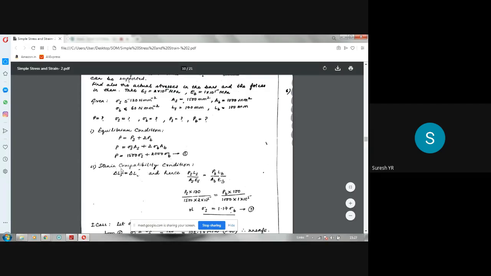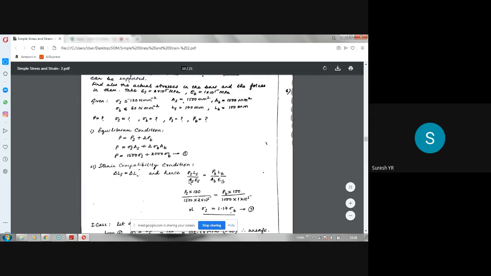The second condition is the strain compatibility condition. Here we use that the deformation in the steel bar is equal to the deformation in the brass bar: delta LS is equal to delta LB. If you substitute the formula for delta L, PL by AE, you get PS LS by AS ES equal to PB LB by AB EB. Now whatever values you know, substitute them. Length of steel bar is 170 mm, length of brass bar is 100 mm, and PS and PB are unknowns.